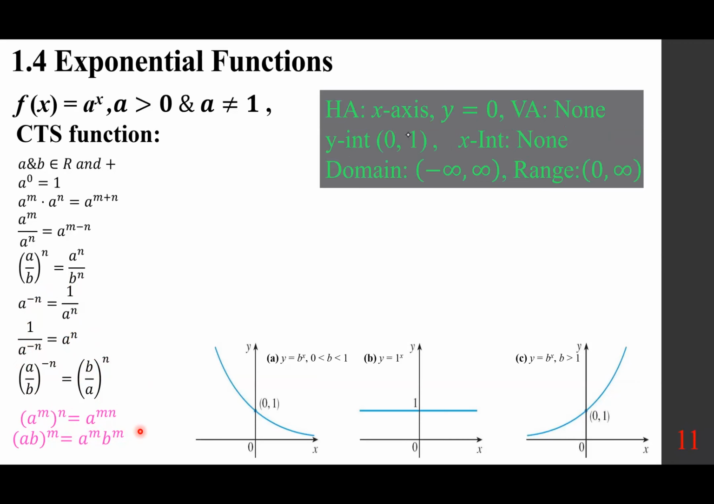All right, the horizontal axis is the x-axis. And the horizontal asymptote, the formula is y equal to 0. There is no vertical asymptote. The y-intercept here or here is the same, 0 comma 1. X-intercept, the graph never crosses the x-axis. Again, we're talking about the basic b to the power of x. Domain is all real numbers, but the range is limited to 0 to infinity.